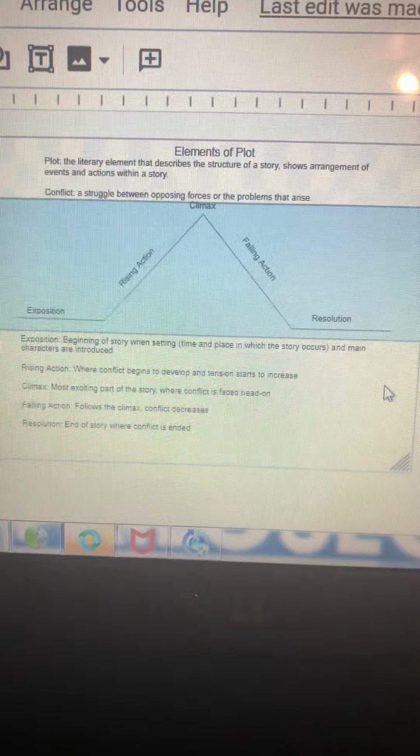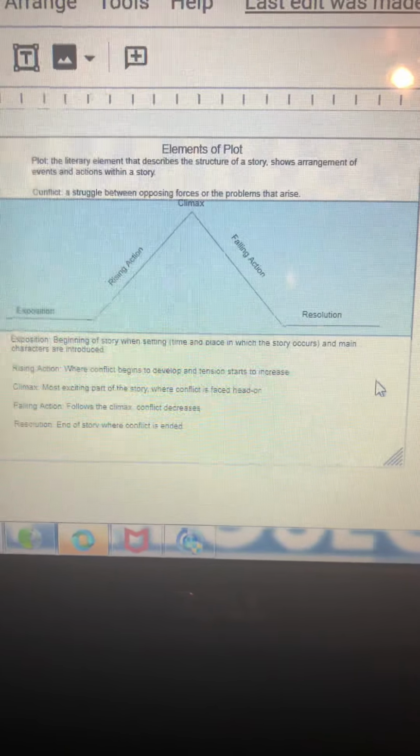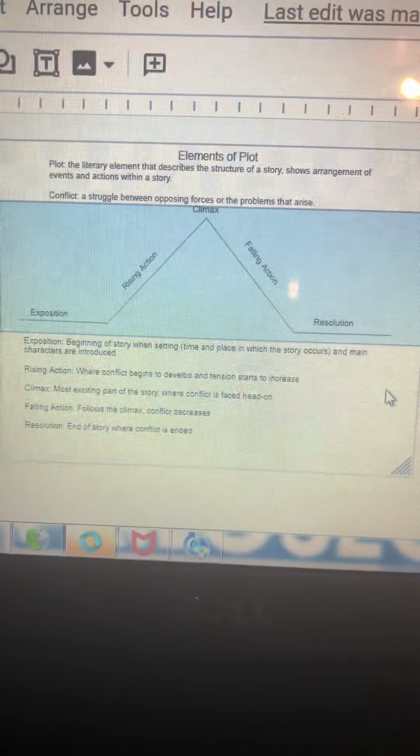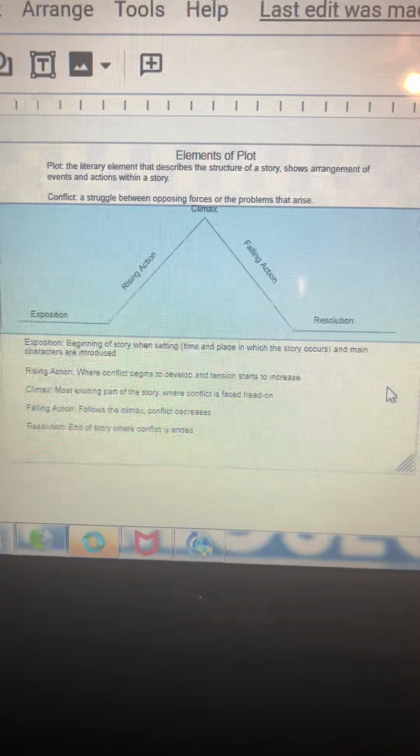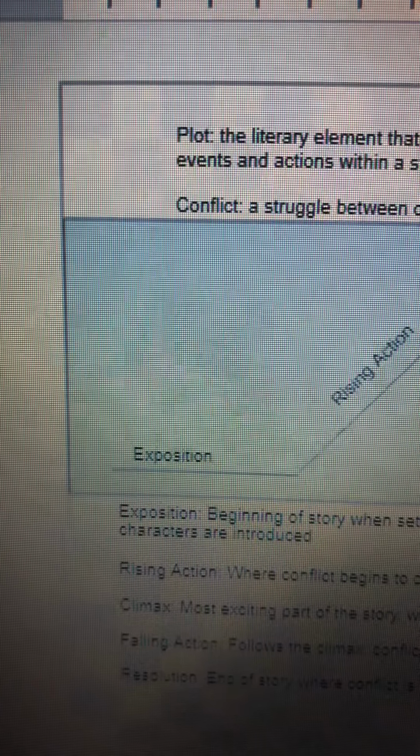So when it is involving the setting, most of the time, it's just going to be the place where the story occurs. So in Finding Nemo, we're introduced to our main characters, and we know where they are living, and we can assume a time. So let's go ahead and elaborate on that. In the exposition, right here, we are introduced to Marlin, which is the dad of Nemo.